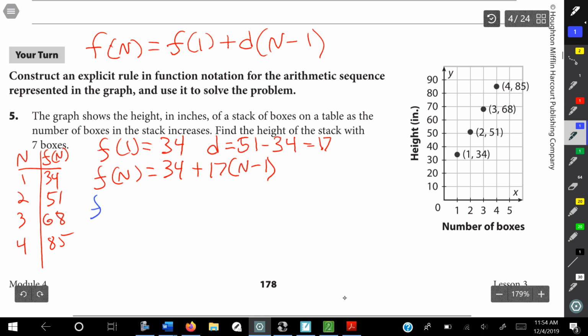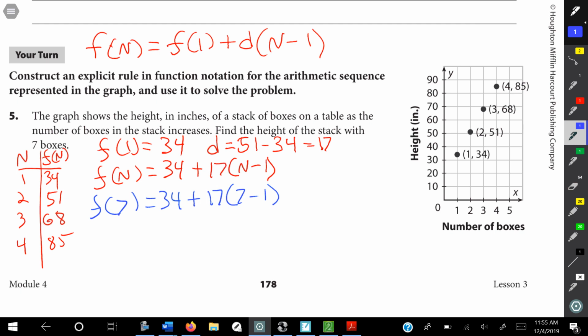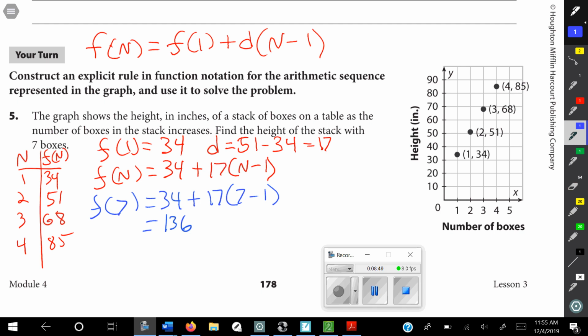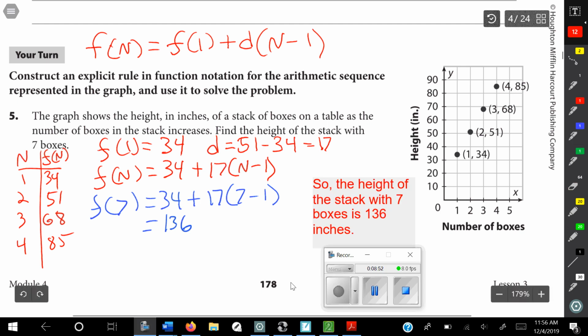So now I'm going to find out what's going to be with 7 boxes. So I'm plugging in 7 at n. And once I do that, I'll have 136 inches. So what does that mean? Well, if you want to write that in context, you would write it like this. So the height of the stack with 7 boxes is 136 inches.